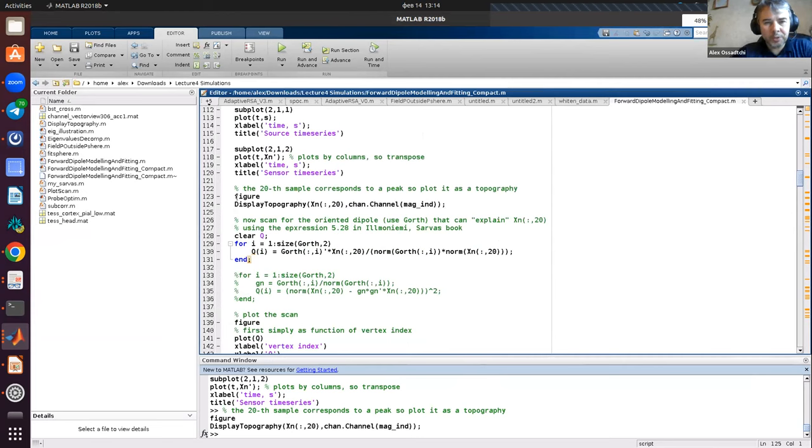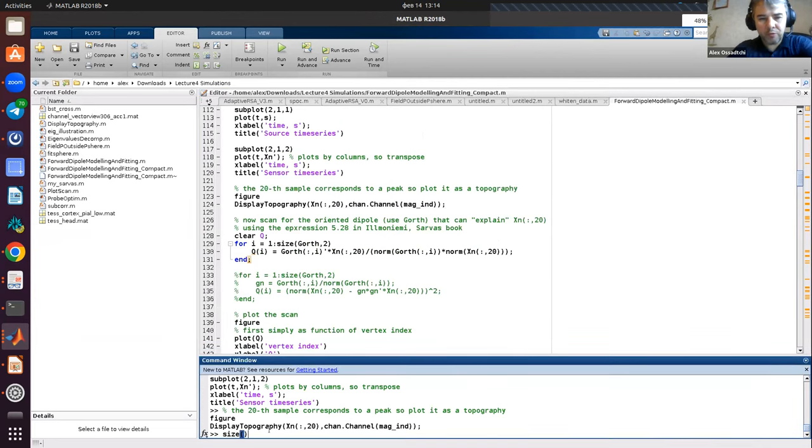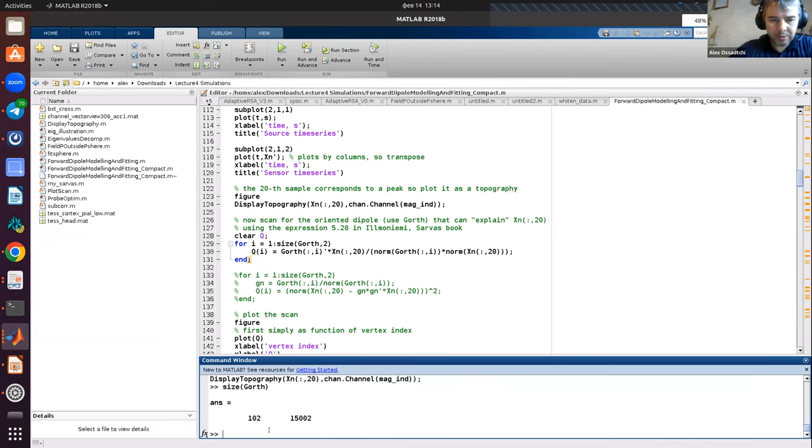G-ORT is your forward matrix, which has 102 rows and 15,000 columns, corresponding to 15,000 sources on the cortical grid. We don't know where our actual source is, and we want to find it. Remember, in the lecture notes, we started by computing the cosine between the forward model, which was our vector B, and your data.